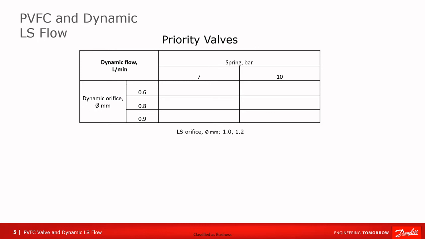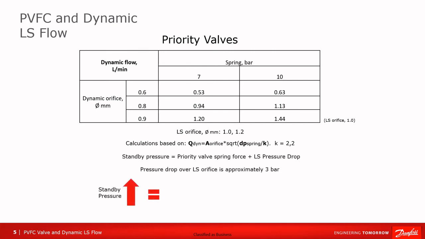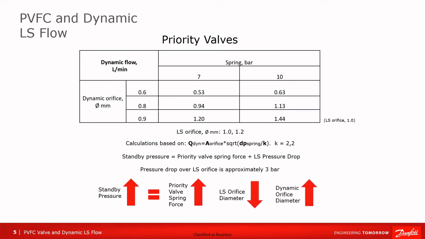This table shows examples of dynamic flow rates with given spring and orifice sizes. Changing these values allows for more customization. For example, if you wanted to increase the standby pressure, this could be done by increasing the priority valve spring force, decreasing the LS orifice diameter, or increasing the dynamic orifice diameter. As the standby pressure of the system increases, the LS dynamic flow increases as well.